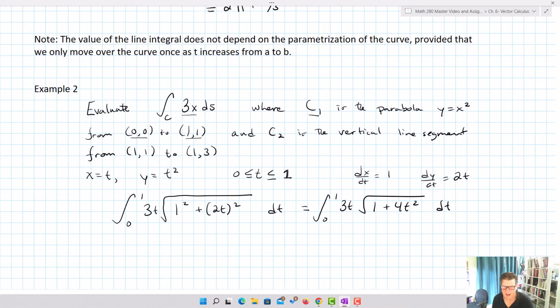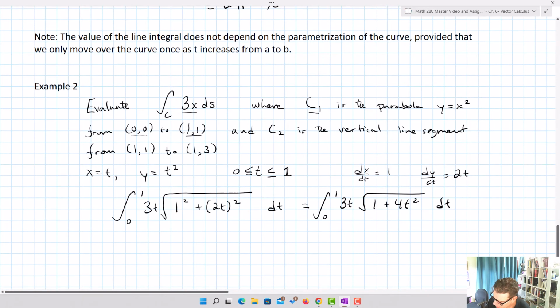I will allow you to go in and integrate that yourself. What you should see here is that you're dealing with a trig substitution, so you're going to let t equal 1/4 tan theta. Yeah, 1/4 tan theta, that's right. Or 1/2 tan theta, excuse me.